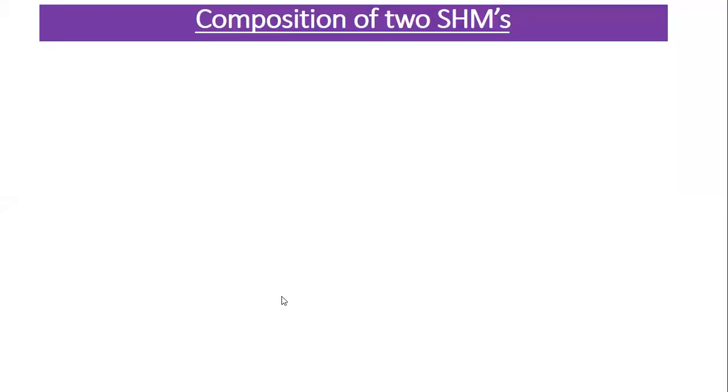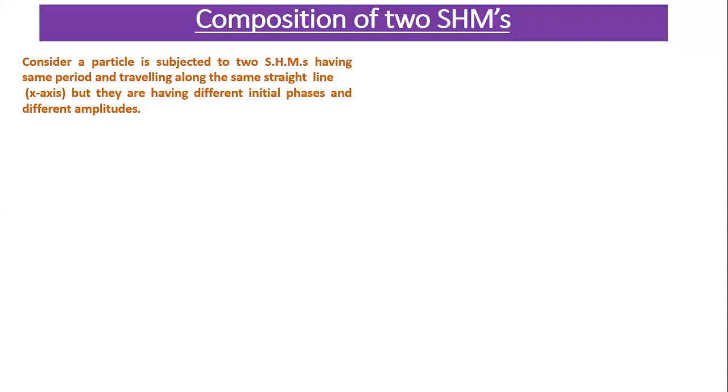In this lecture, we start the composition of SHM. Let me consider two SHM having the same period, traveling in the same straight line, but having different initial phases and different amplitudes. Then we write the two equations here.